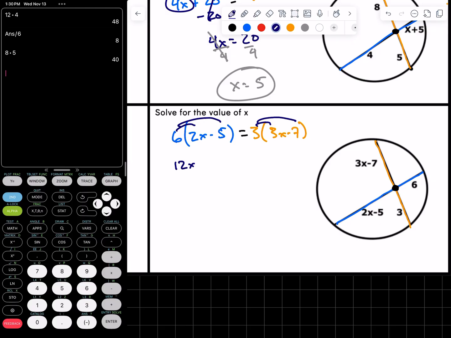So 12x minus 30 equals 9x minus 21. I want to get my smallest x over, so I'm going to subtract 9x. I'm also going to add 30 to the other side. So I end up with 3x equals 9. And then I can divide both sides by 3. X equals 3.